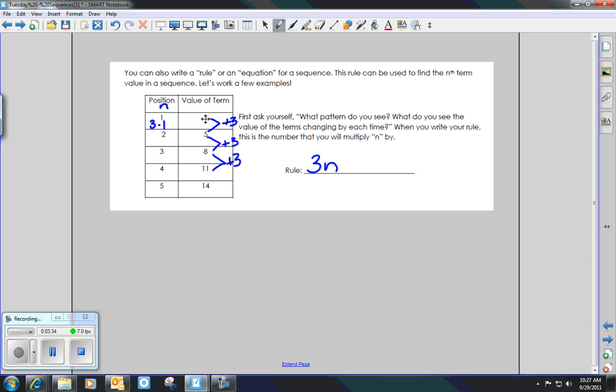We want the actual value to be 2. So if I have 3 times 1 is 3, I'm going to have to subtract 1 from that to get 2. Okay? So I would have to subtract 1 to get 2.